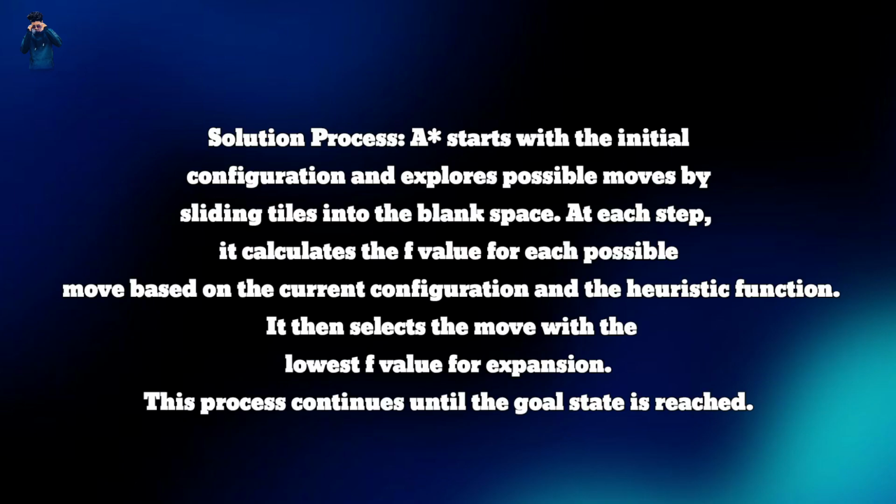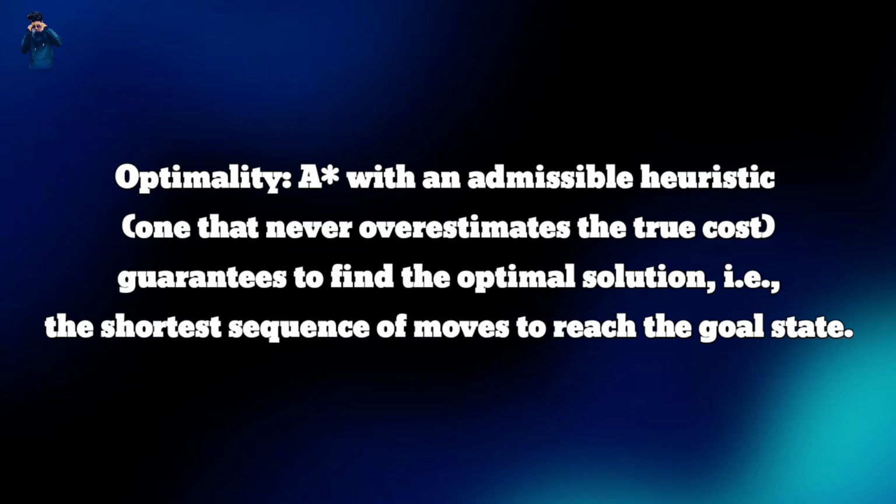5. Solution process. A* starts with the initial configuration and explores possible moves by sliding tiles into the blank space. At each step, it calculates the f value for each possible move based on the current configuration and the heuristic function. It then selects the move with the lowest f value for expansion. This process continues until the goal state is reached. 6. Optimality. A* with an admissible heuristic, one that never overestimates the true cost, is guaranteed to find the optimal solution, i.e., the shortest sequence of moves to reach the goal state.